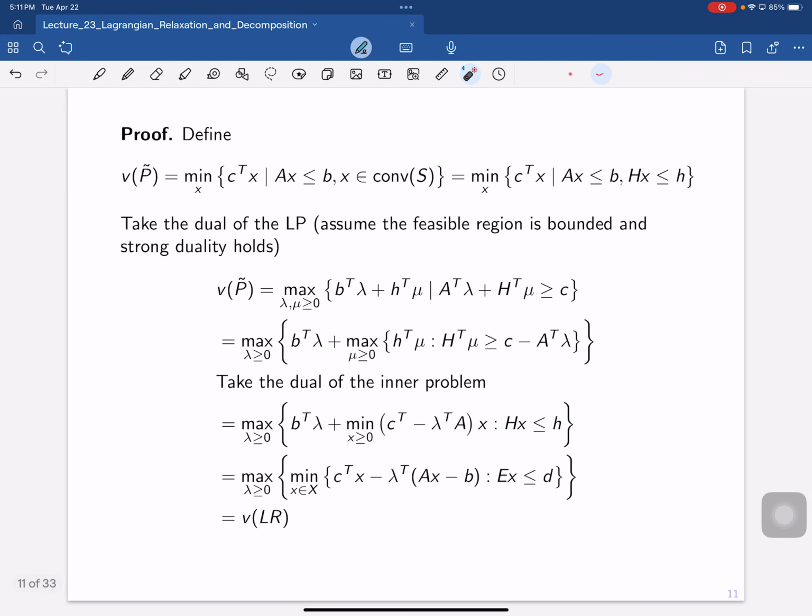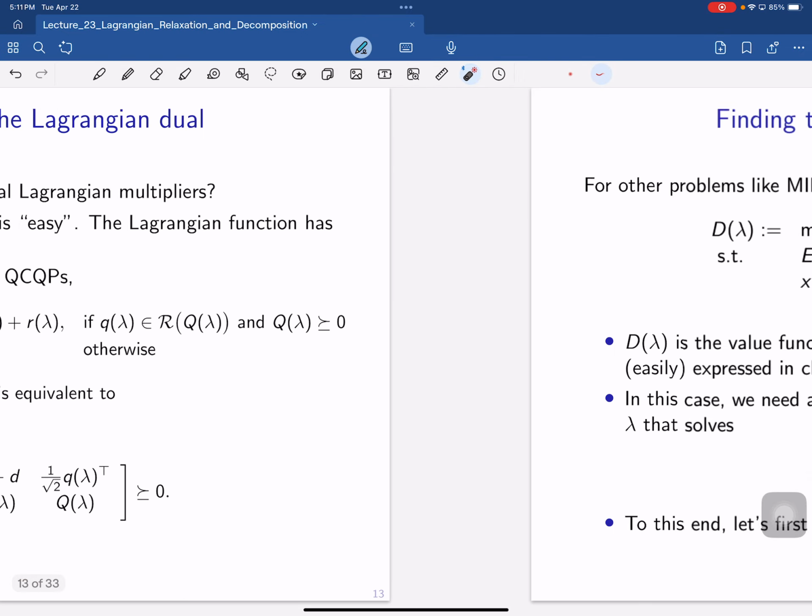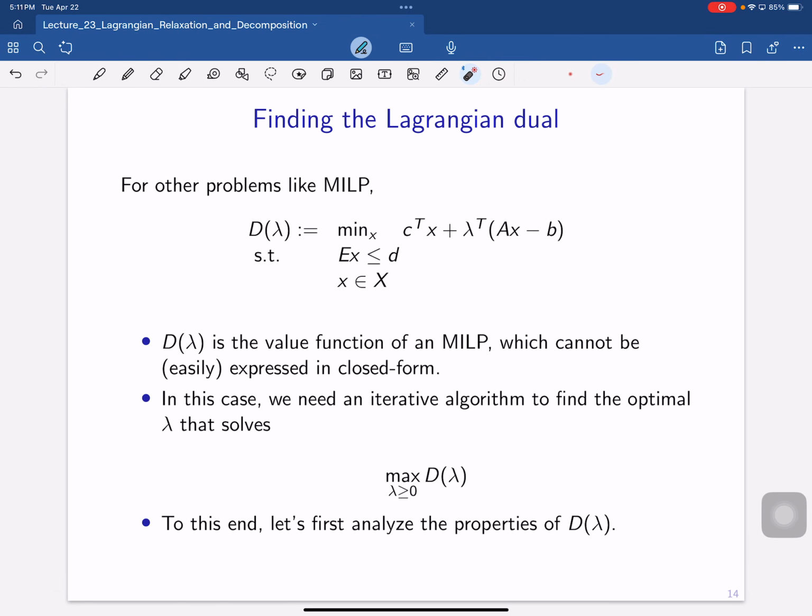So since we don't have a closed form, we need an algorithm to get the Lagrangian dual for problems that do not have a closed form Lagrangian dual, right? Problems like mixed integer linear programs. We will use mixed integer linear programs as a motivating problem, but most of these methods I show you will in general hold for many different types of problems. You have a question?